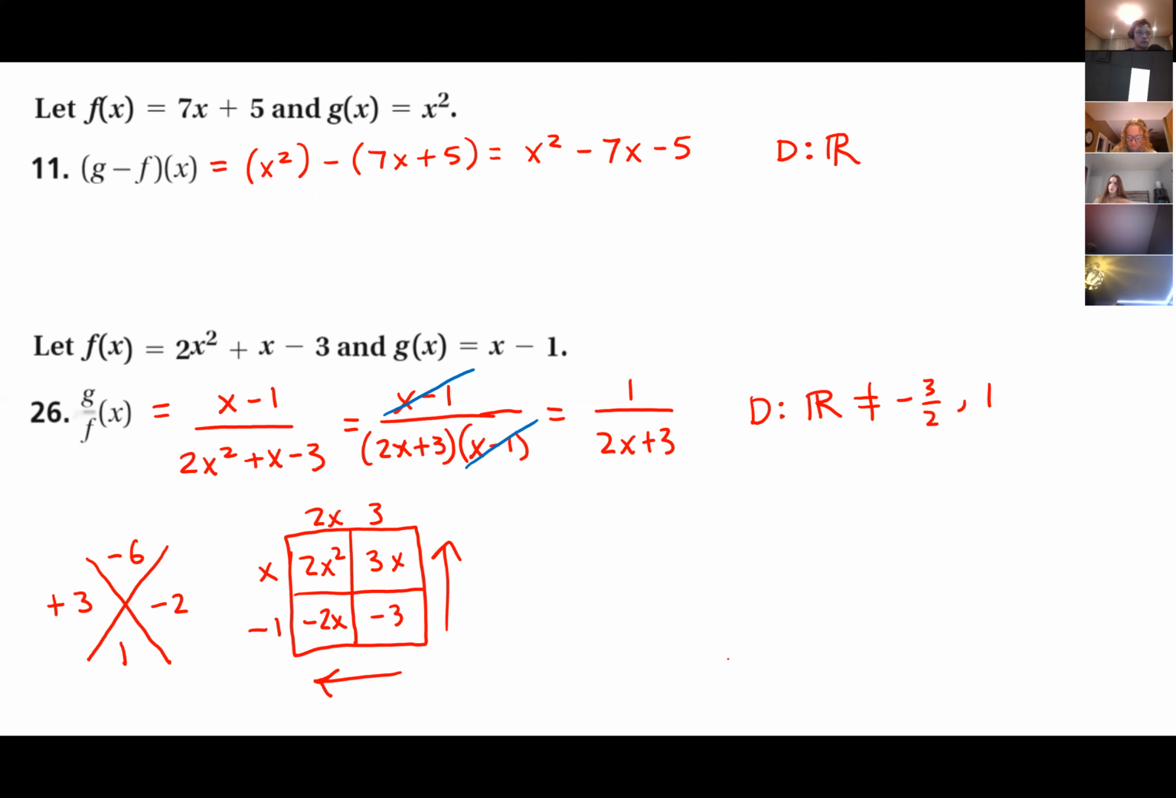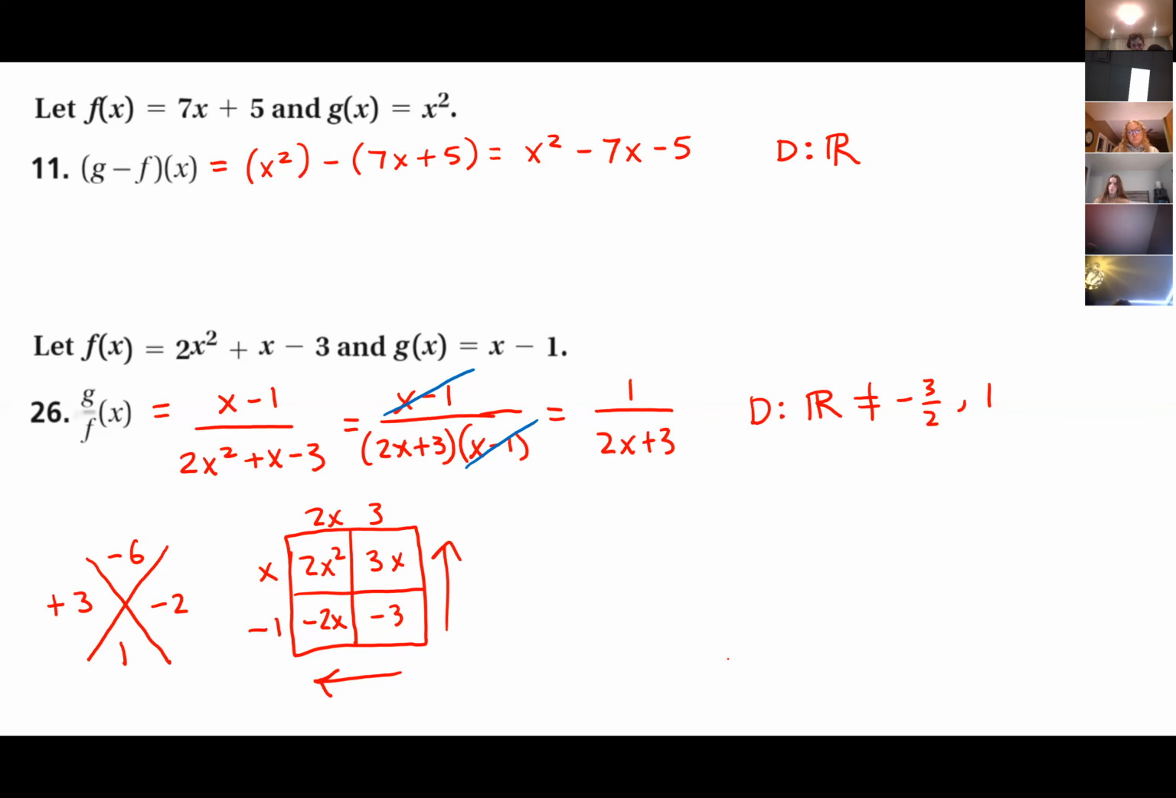For number 26, it was 2x squared plus x minus 3 and x minus 1 were the functions. And both of them would have a domain of all real numbers. You had to do g divided by f. So I put g on top, x minus 1 on top, and then I put 2x squared plus x minus 3 on the bottom.